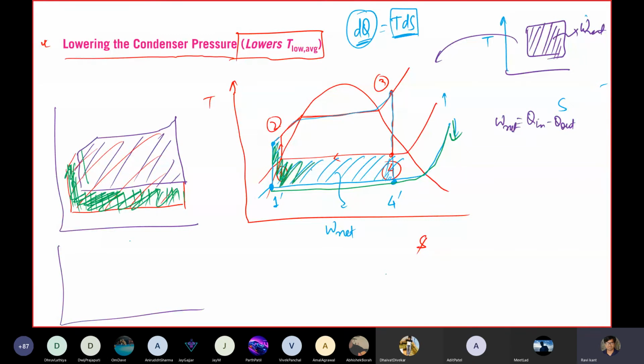So this is the green one. I am getting out of it when I am lowering the condenser pressure. So once you have extra net work, then your efficiency has increased.